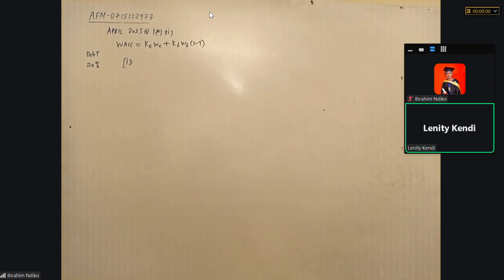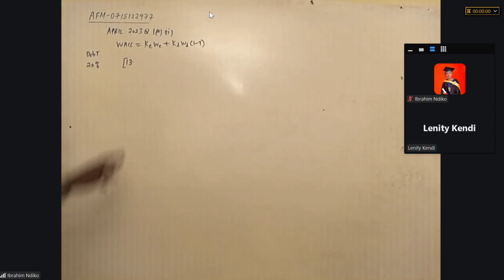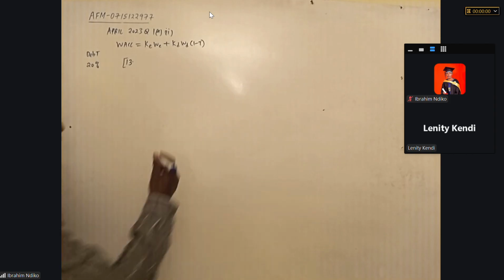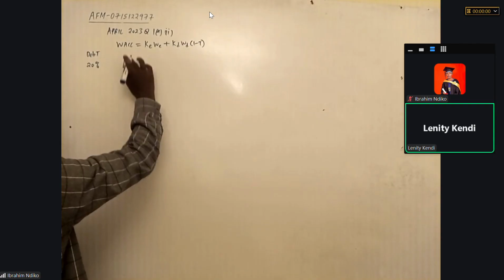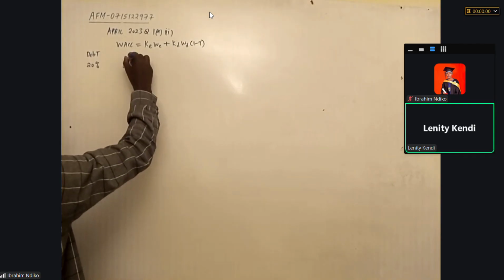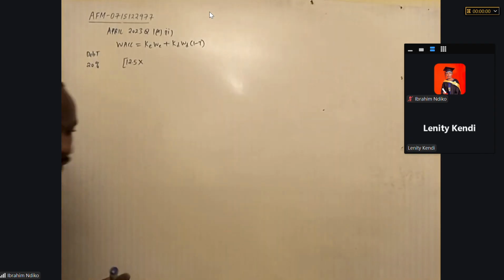Tumepewa cost of equity, cost of debt na cost of total capital ratio. Ratio ndio tutatumia kwa weight. Acha mimi nataka cost of equity hiyo, tutatumia hiyo equity as our KE. 12.5. Kwa hiyo afu what about the weight? Kwa hiyo line yake.